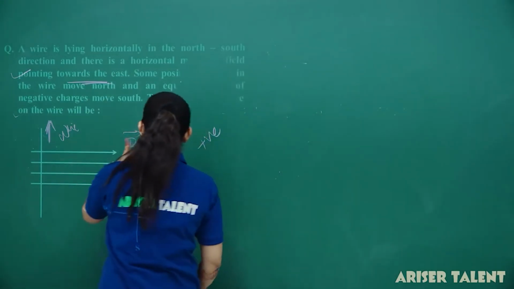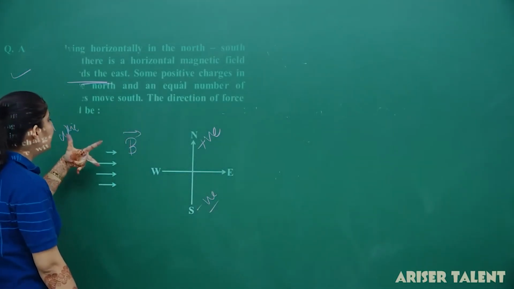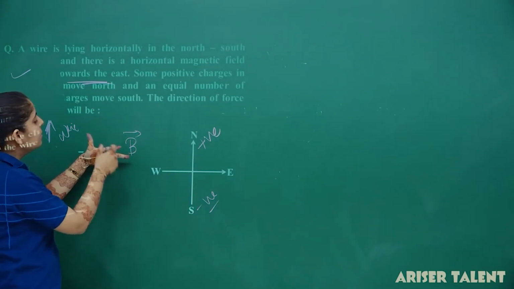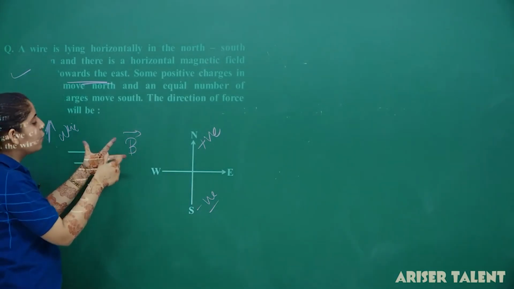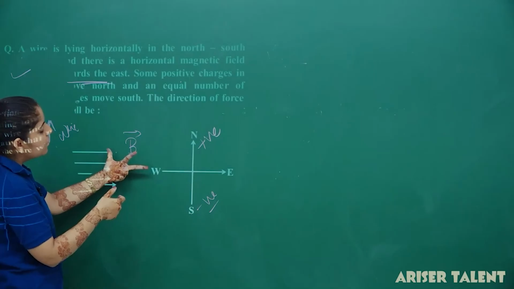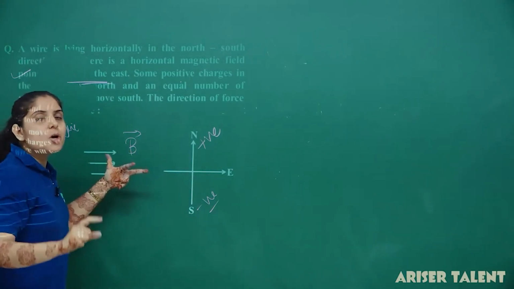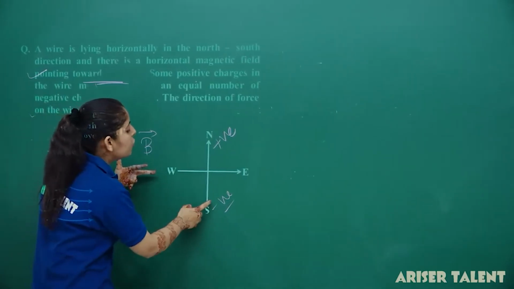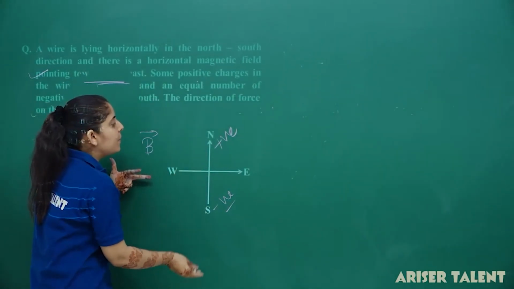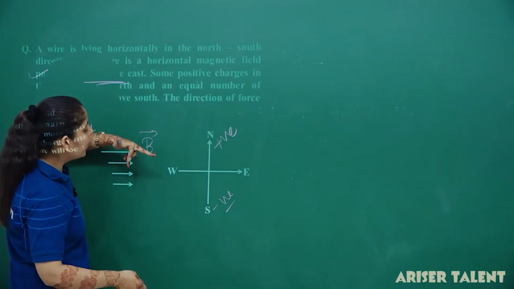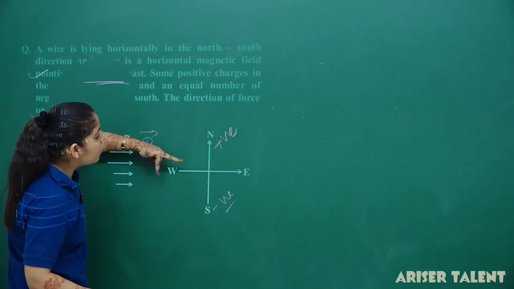Just visualize yourself that the magnetic field is going towards east and this thumb will give you the direction of the force. If the magnetic field is going like this, the flow of the current will be just opposite to the flow of electrons. So the negative charge is here, positive will be here. So the current will be flowing like this. It will be the direction of current.